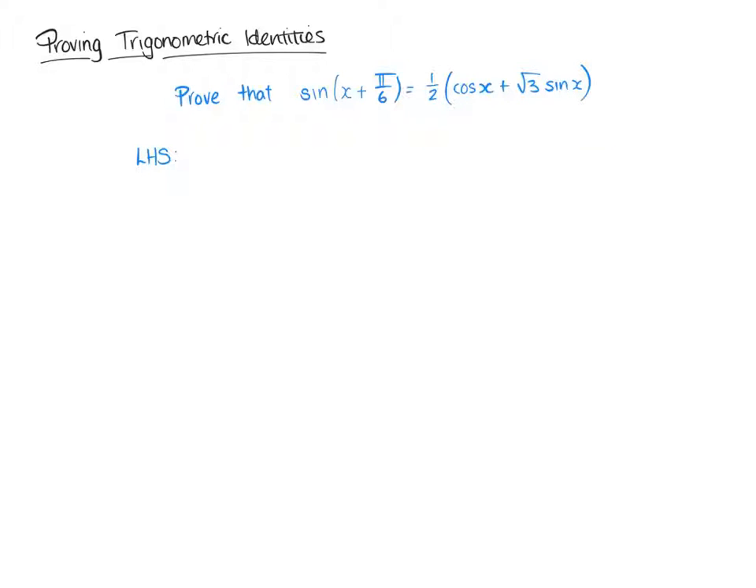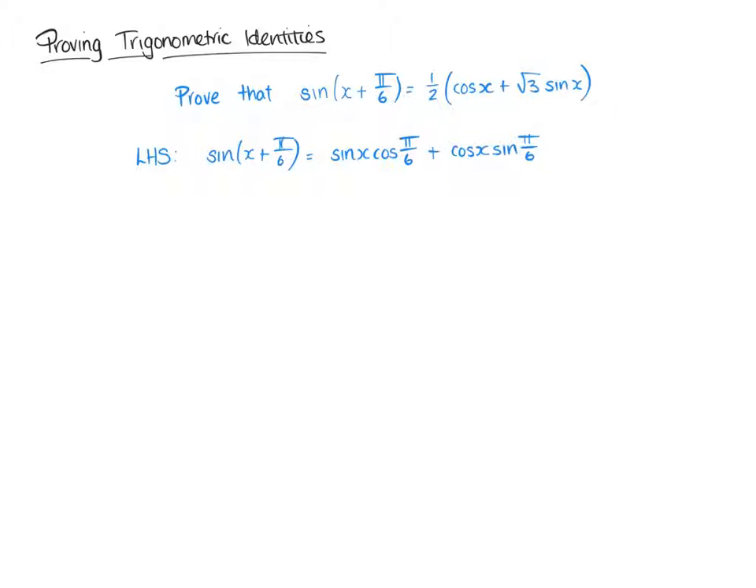So we look at the left hand side. We've got the sine of x plus pi over 6. So, compound angle, we know that we've got sine of x cos of pi over 6, plus cos of x sine of pi over 6.